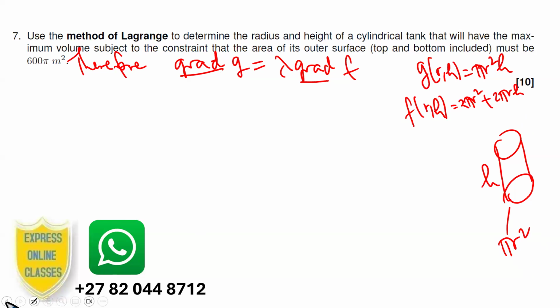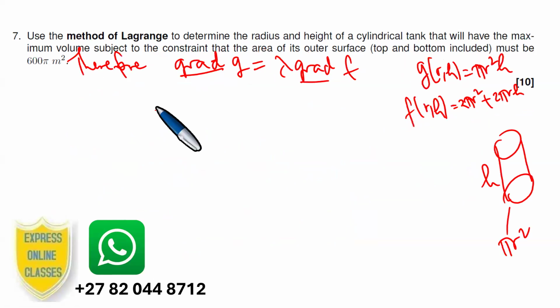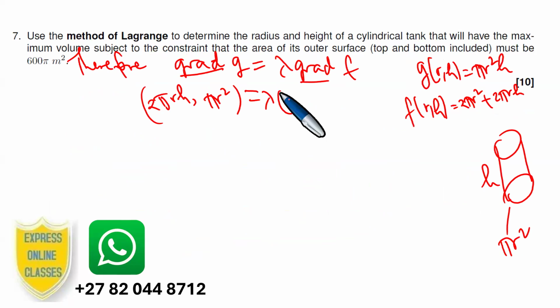We have already got the gradient of G. What is the gradient of G? The gradient of G is (2 pi r h, pi r squared). Lambda times the gradient of F, which is 4 pi r plus 2 pi h, and 2 pi r. So the gradient of F is (4 pi r plus 2 pi h, 2 pi r).